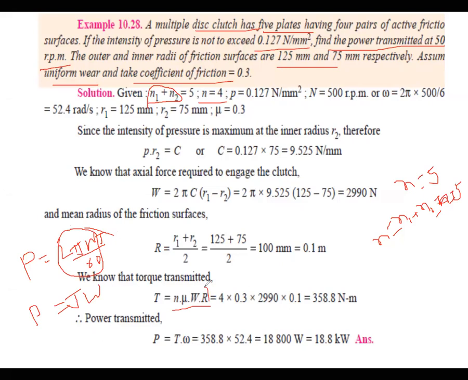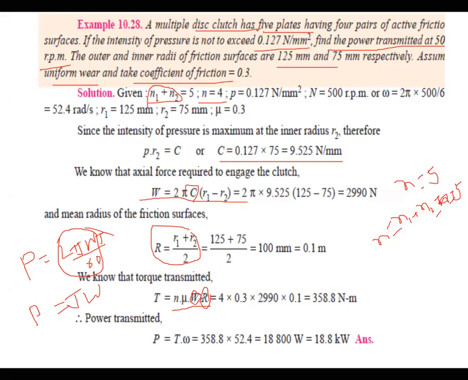Where R is equal to what? It is uniform wear, that is why R is (R1 plus R2) by 2. Where W is the frictional resistance or axial force, W is equal to 2 pi C into (R1 minus R2). C is a constant, so that constant value p into R2 is equal to C. Like this you have to calculate here, right?